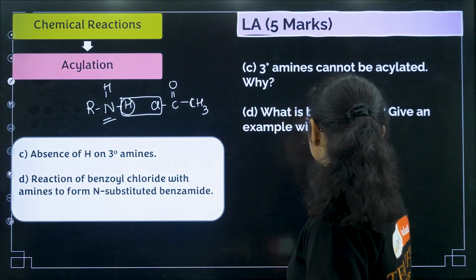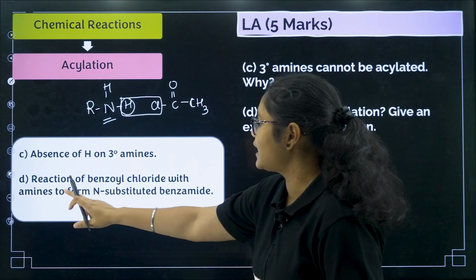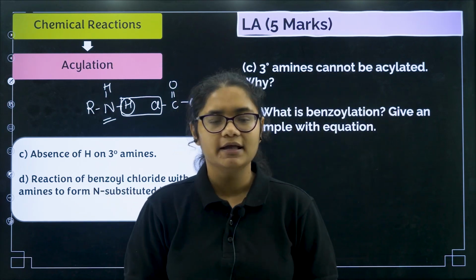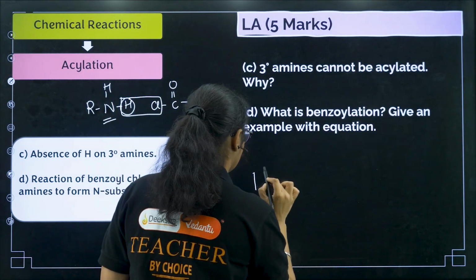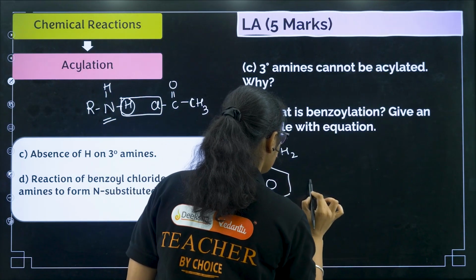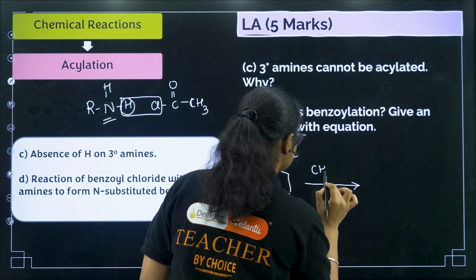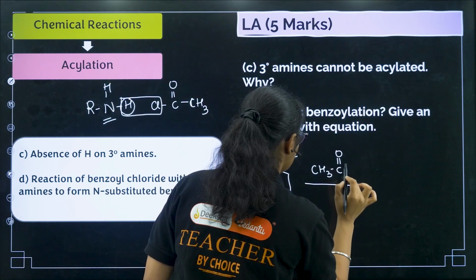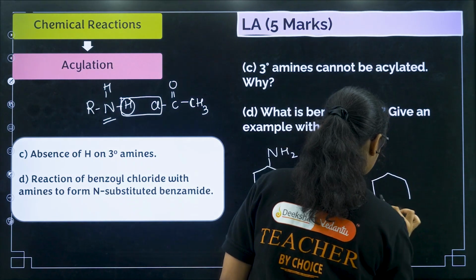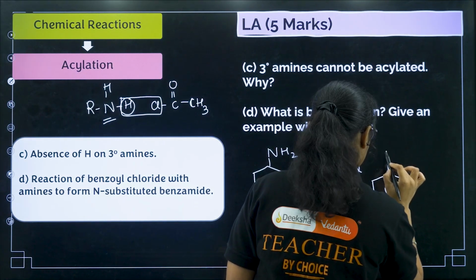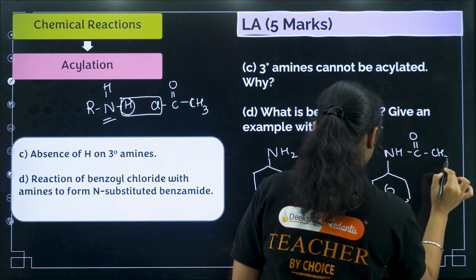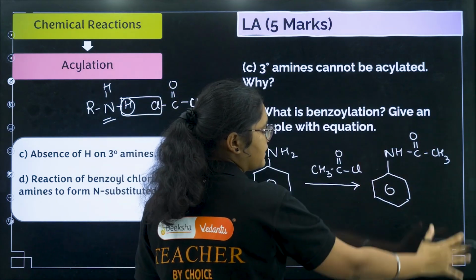Clear? Next, what is benzoylation? Give an example. It is the reaction of benzoyl chloride with amines to form N-substituted benzamide. Example you can give very simple. We can take aniline, and if you are reacting it with CH3COCl, HCl will be removed, right? So I will get NHCOCH3. Okay, so that is your benzoylation.